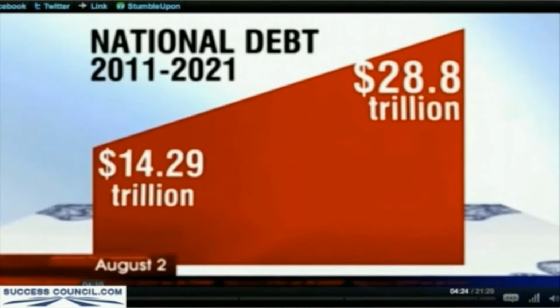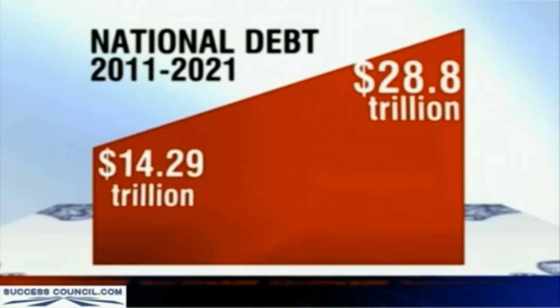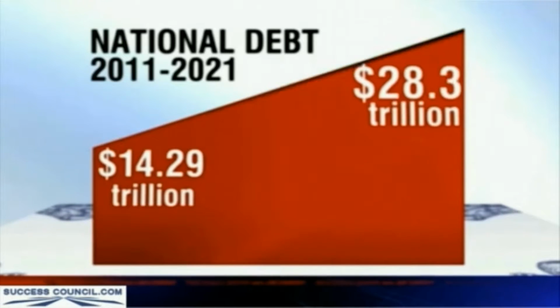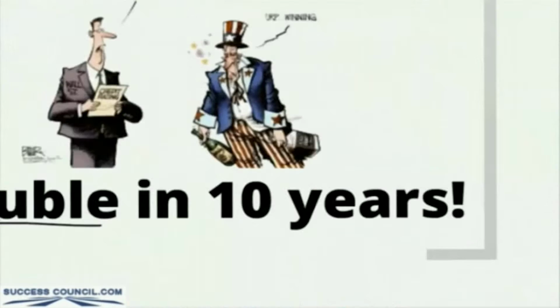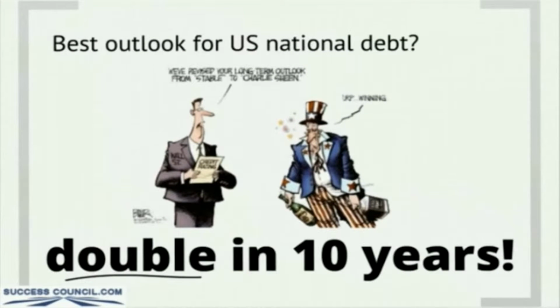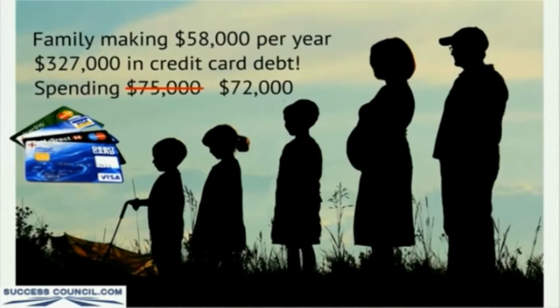This is how much our debt was going to rise before the compromise deal, nearly $29 trillion in 10 years. This is how it looks afterwards. The black shows how much of the overspending will be cut down to $26 trillion. That's right. The very best outlook for U.S. debt is for it to double in 10 years. If America were a family making $58,000 per year, they'd have $327,000 in credit card debt, and they would be planning big budget cuts that would bring their spending down from $75,000 to $72,000 per year. A truly ridiculous state of affairs.